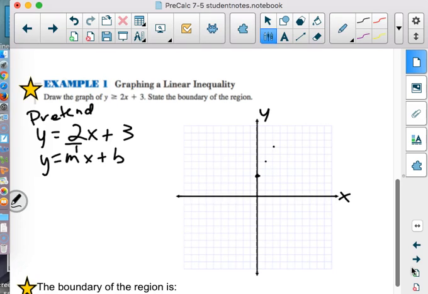Because without rulers, it's hard to draw perfectly straight lines. And then we pause. This is the important pause step, because we need to know whether or not that should be solid or it should be dashed. This one, solid or dashed? Solid. We do have an equals.